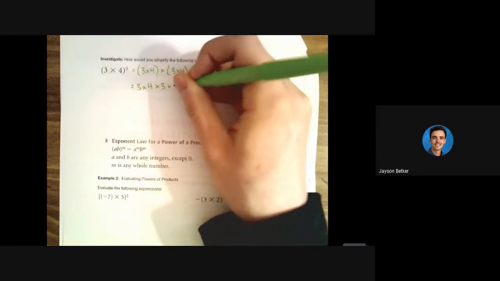Let's do this one more time, but let's get rid of all the brackets. And what this is going to end up looking like is just a pattern.